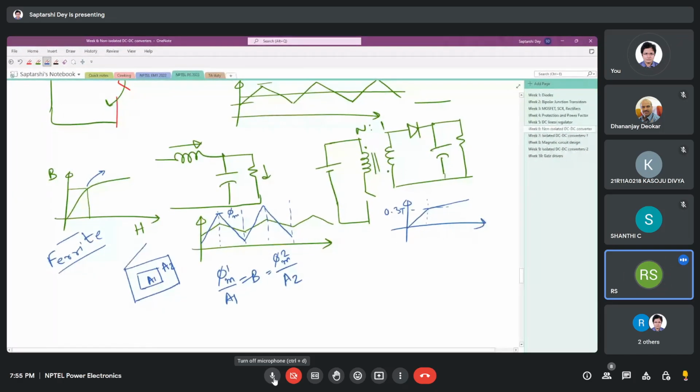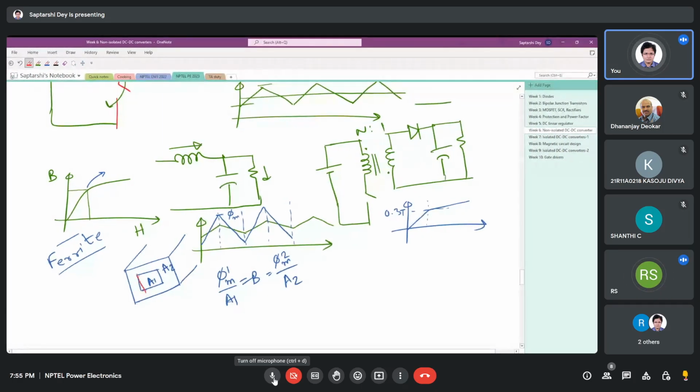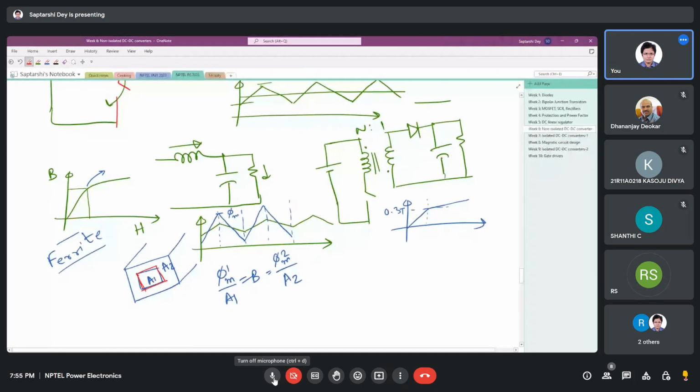Core is like this. Again, do not get the wrong impression that the core is hollow. I am just drawing 2 cores. They are different. Cores are solid.